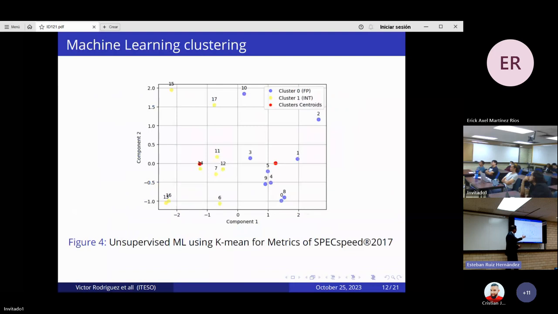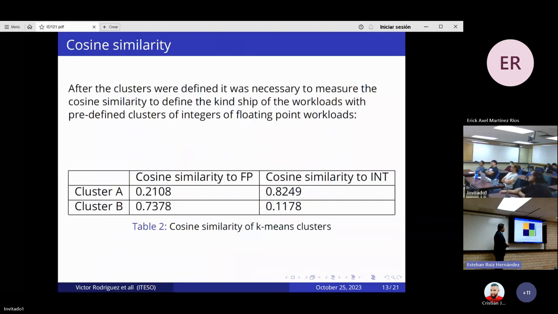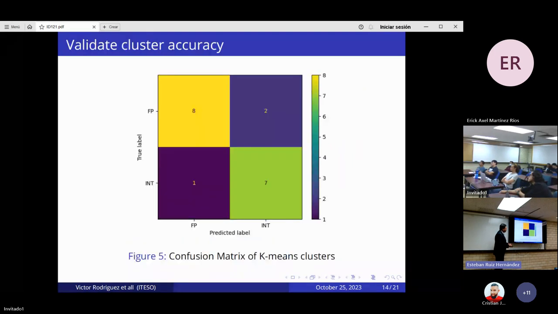This is going to be the cluster for integers. This is going to be the cluster for floating points. And now with that information, we can actually validate the accuracy of our machine learning. The first one is the confusion matrix of the gaming clusters.